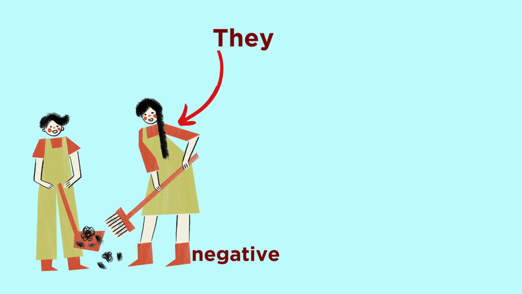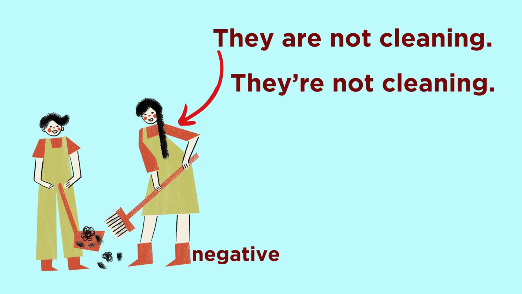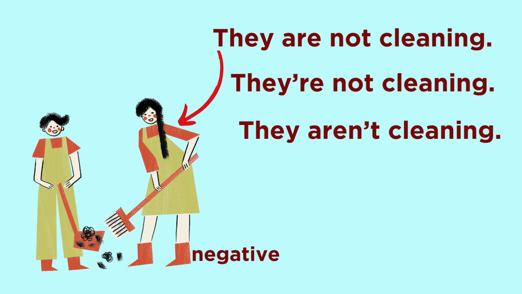The negative sentence. They are not cleaning. Or else we can contract they are into they're. They're not cleaning. Otherwise, you can contract are not into aren't. They aren't cleaning.